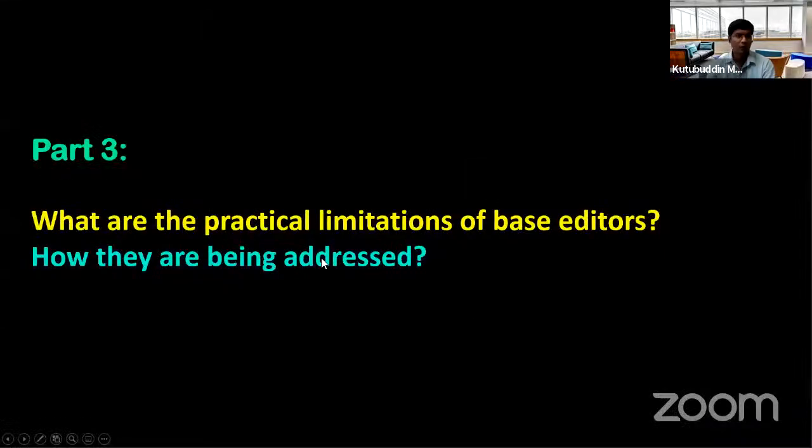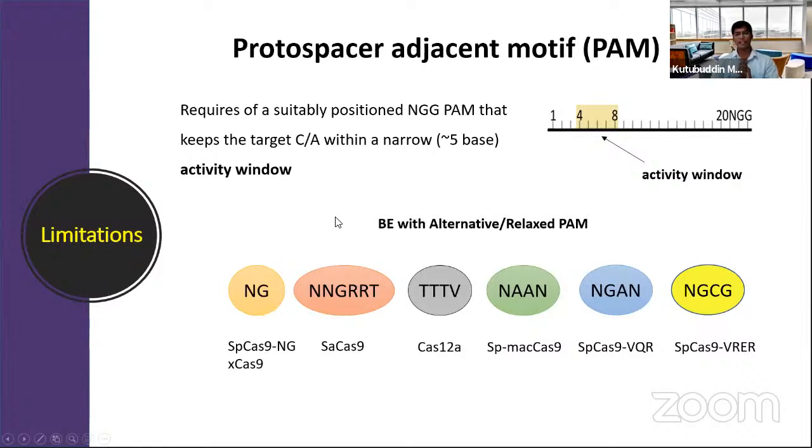So now part 3: what are the practical limitations of base editors and how are they being addressed? As I told you, SpCas9, or Streptococcus pyogenes Cas9, needs this PAM, or protospacer adjacent motif, that is called NGG. So this region should always be present after the spacer sequence, after the target sequence in the genome. The 20 base pair target sequence should be followed by NGG. Otherwise, you cannot target that region. That is a limitation of SpCas9.